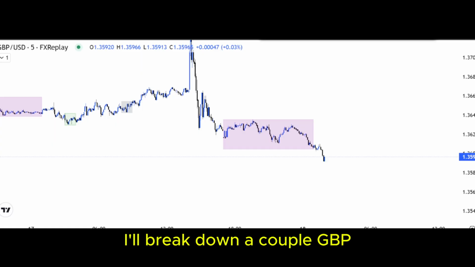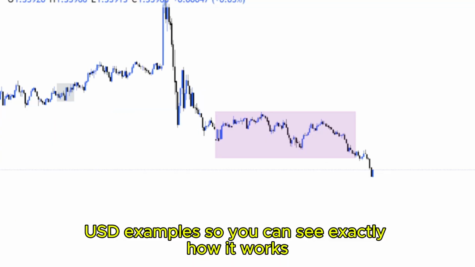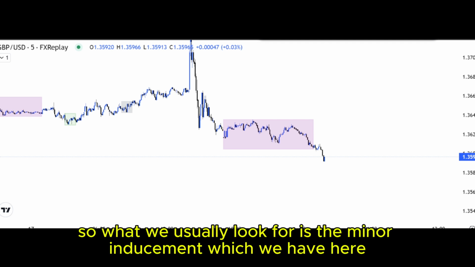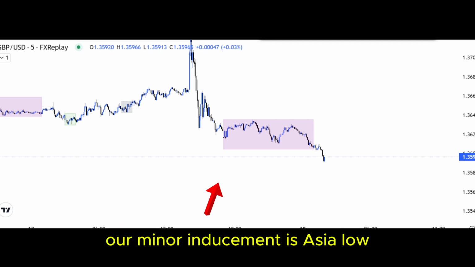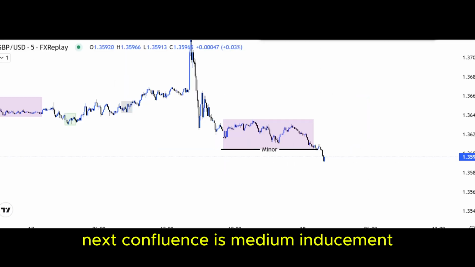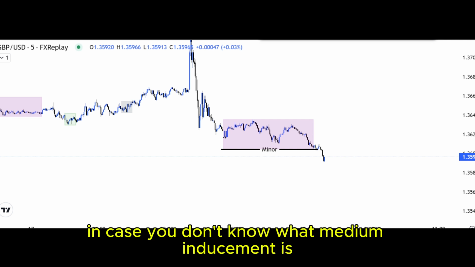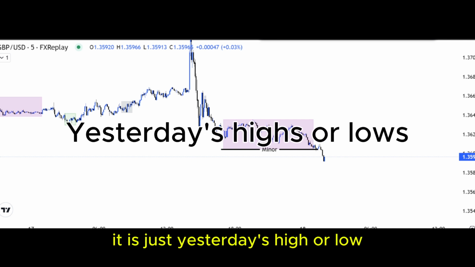But today I'll break down a couple GBP USD examples so you can see exactly how it works. Let's dive in. So what we usually look for is the minor inducement, which we have here. Our minor inducement is Asian low. Next confluence is medium inducement, which we don't have here. In case you don't know what medium inducement is, it is just yesterday's high or low.